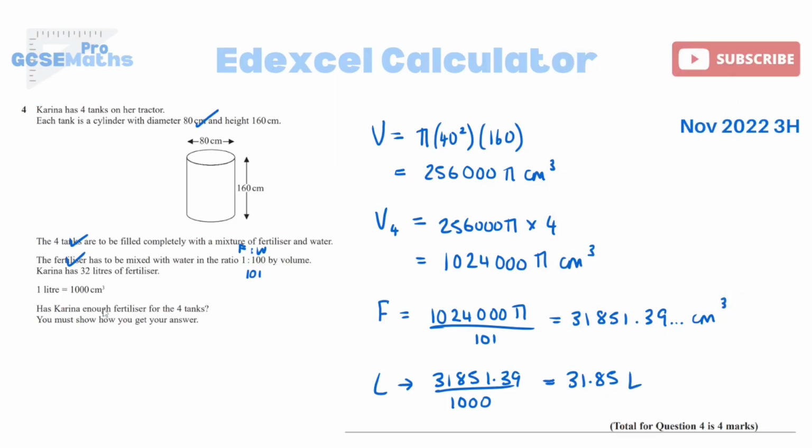That's in litres. So, has Karina enough fertilizer for 4 tanks? Well, yeah, she has 32 litres. She needs about 31.85 litres. So therefore, at the end, you do have to write yes or no. In this case, yes.